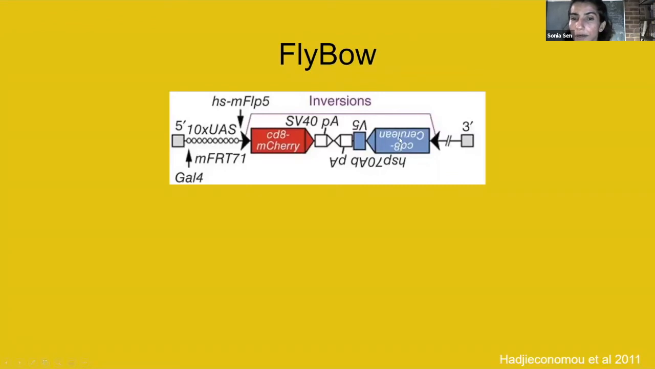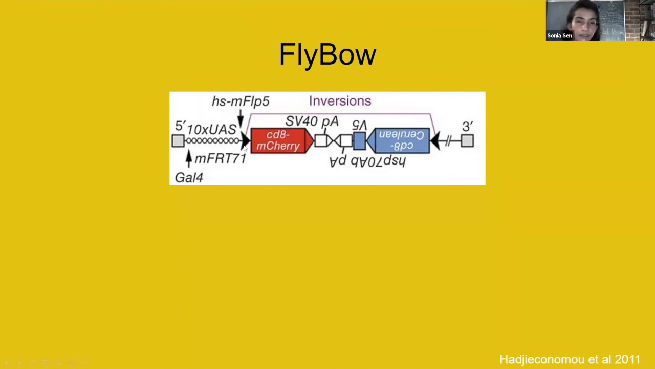There are two colors, fluorescent proteins, mCherry and cerulean. Notice that one is in the correct reading frame. You would have seen this type of orientation in Sonal's talk, I think, in her flip-flop cassettes. But in this way, whatever GAL4 came in, it would drive mCherry. And then there's this stop. SV40 is like a stop signal, so it won't drive anything beyond that.